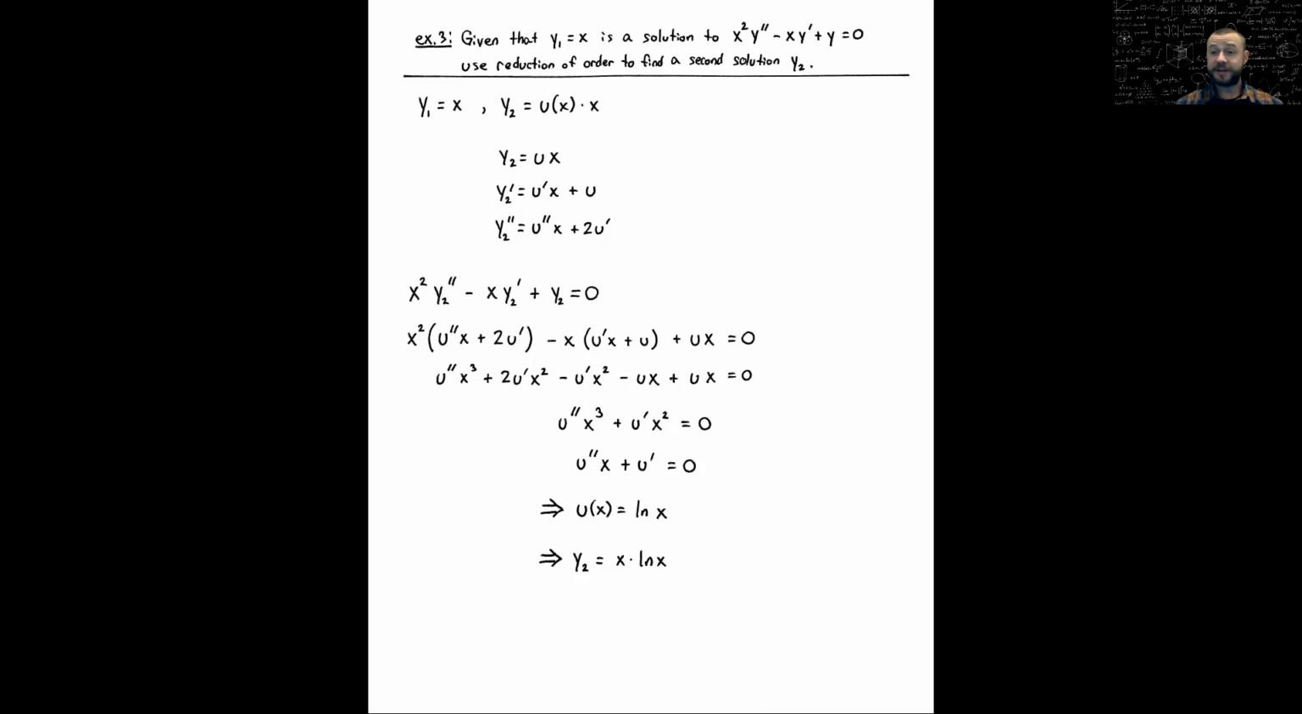All right, that concludes everything I wanted to cover for our lecture here on finding a second solution. That's pretty much these last 3 examples, which involved a technique known as reduction of order.